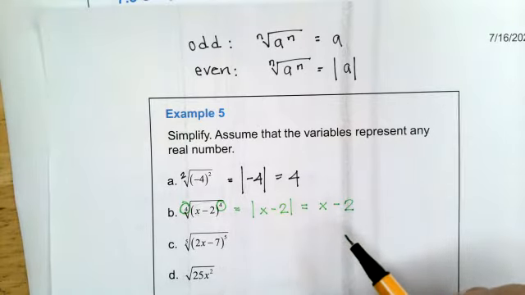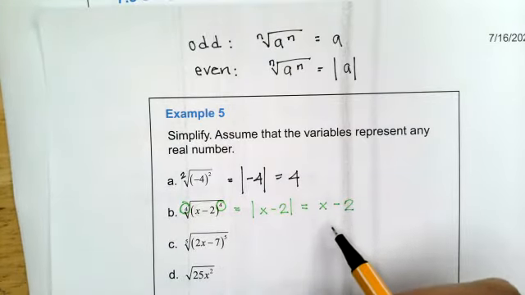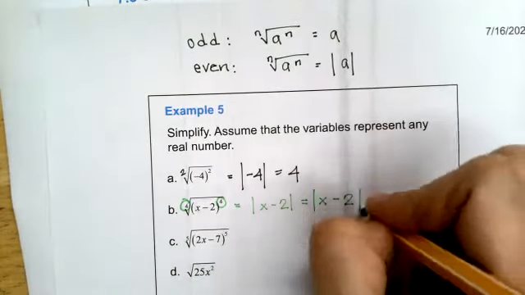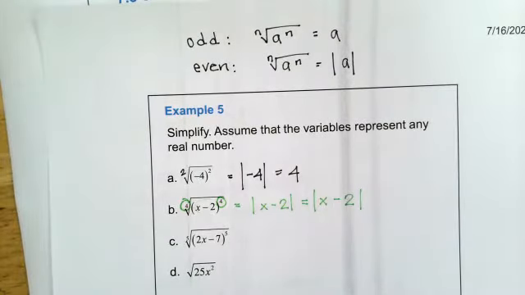Good, because of the variable. We don't know what that variable is, so we'll just leave it as the absolute value of x minus 2. You can't get any further because you don't know what x is.